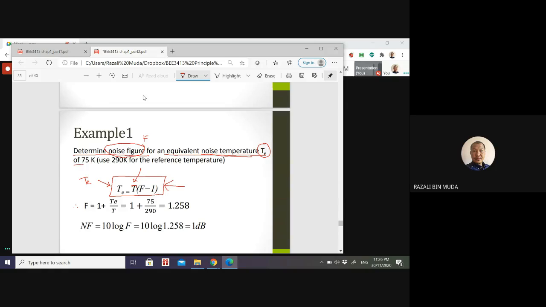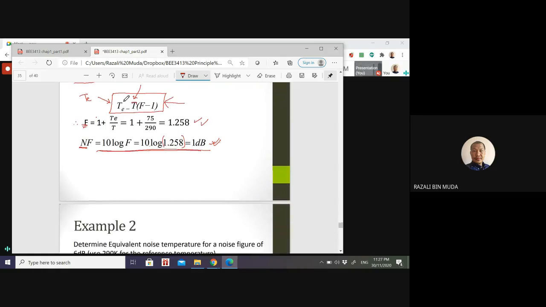TE is at temperature 75 K. Solving this equation, F, the noise factor, is 1 plus this. Noise figure is 10 log F. Solving this, log 1.258 is 0.099, multiplied by 10, you get 1 dB. You need to calculate using your calculator in order to get this value. Take out your calculator and do the calculation.